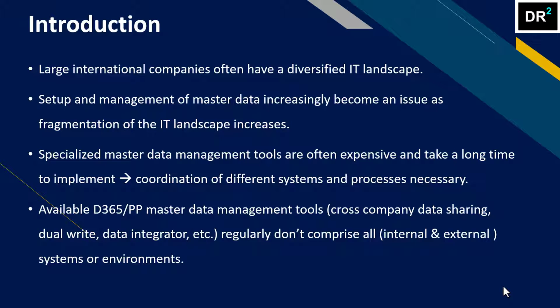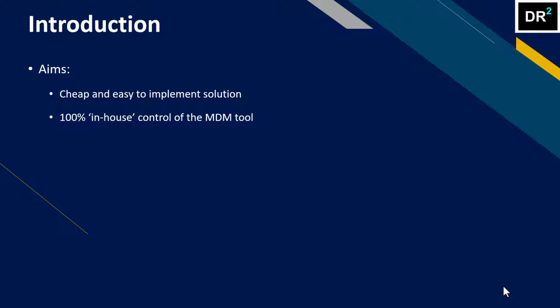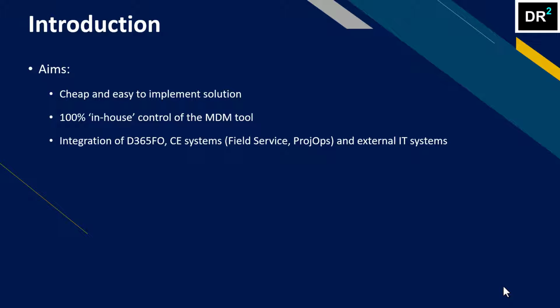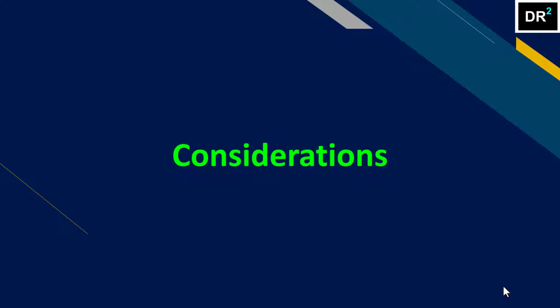What I want to show you in the following is an alternative that you can think about, using electronic reporting for that. My aims are to have a cheap and easy to implement solution, and to have 100% control of it, so I do not depend on something external, on a tool that I cannot control myself. Then I want to integrate different systems: finance and operations systems, customer engagement systems, and other external IT systems. And as the company grows and enters new business areas, I want to be able to adjust it easily and quickly.